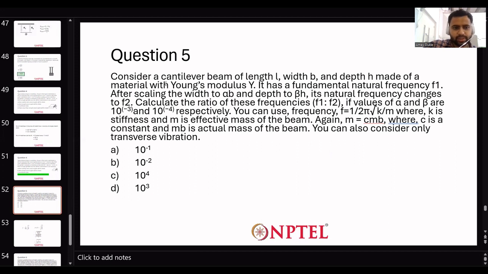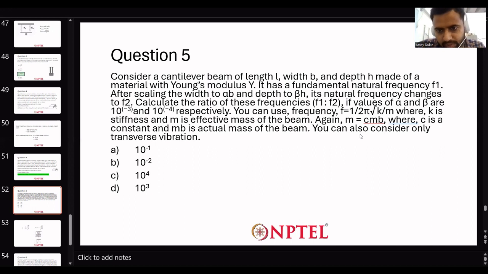So now coming to the last question. Consider a cantilever beam of length L, width B, and depth H, made of Young's modulus Y. If the fundamental natural frequency changes from F1 to F2 after scaling the width to alpha into B and the depth to beta into H, calculate the ratio F1 by F2, if the values of alpha and beta are 10 raised to minus 3 and 10 raised to minus 4 respectively.